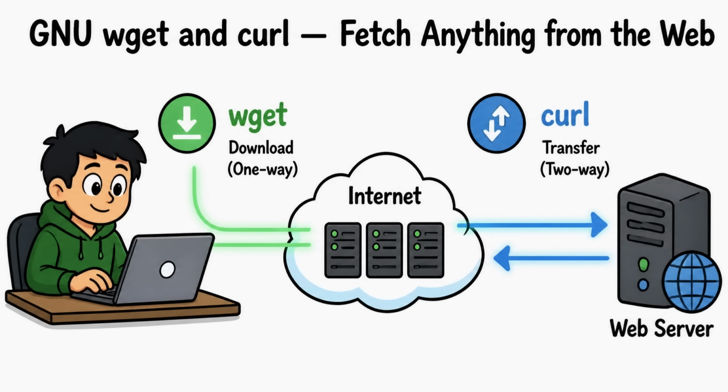GNU Wget and Curl are two powerful tools for interacting with the internet right from your terminal. Wget is a simple downloader. Give it a URL and it fetches the file for you, even resuming interrupted downloads. Curl is more versatile. It can send all kinds of HTTP requests, post data to APIs, download files, check server responses, and much more. If you're ever automating a task that involves pulling data from the web or hitting an API endpoint from a script, Wget and Curl are your best friends. Developers and DevOps engineers use them constantly.